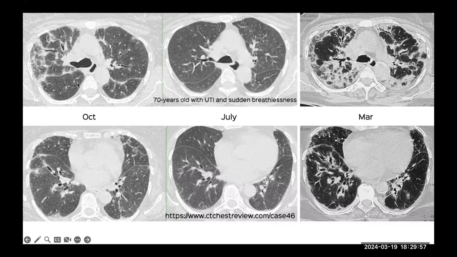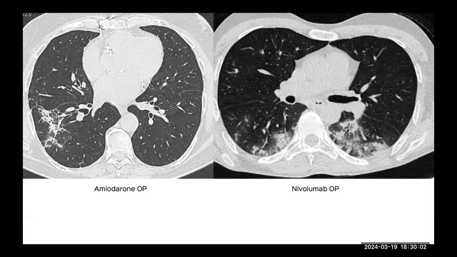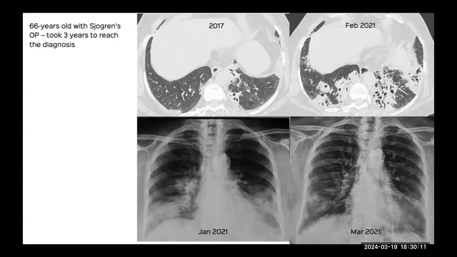But then eventually again, when the nitrofurantoin was stopped, the patient was fine. This is amiodarone OP, very focal. This is nivolumab OP. So you can see that these are etiology-related organizing pneumonia patterns.